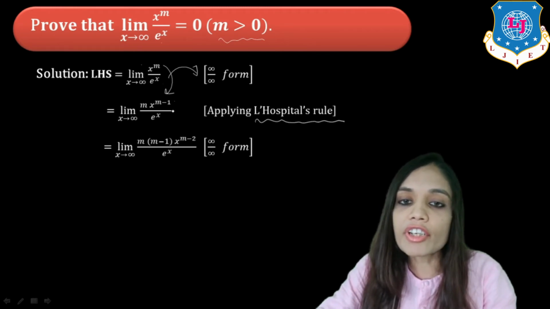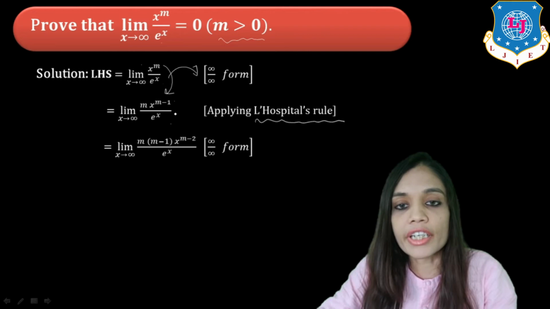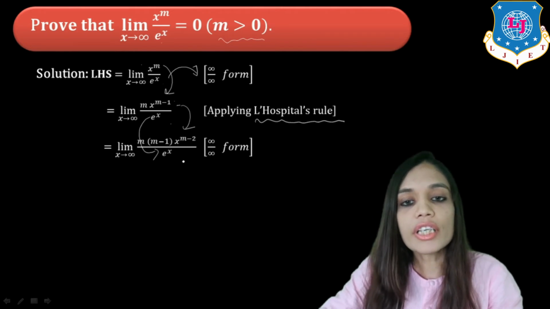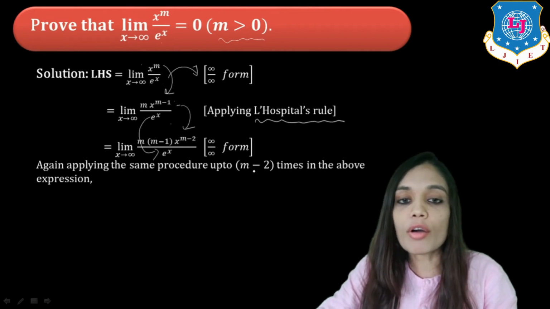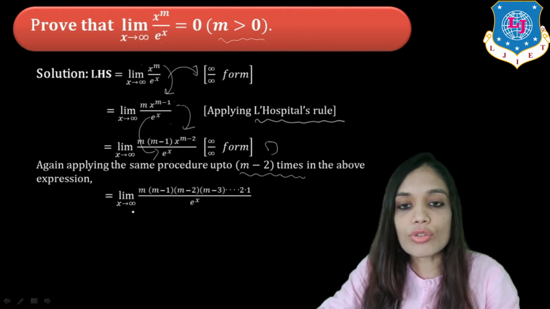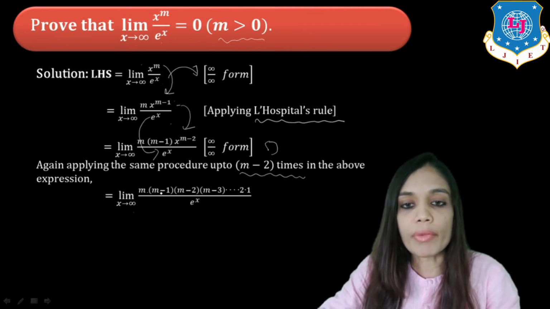So we are doing the derivative of numerator and denominator separately again. So the derivative of this will be equal to m into m minus 1 into x raised to m minus 2, and the derivative of e raised to x will be equal to e raised to x. Now similarly, we will apply the same procedure up to m minus 2 times in the above expression. So we will get limit x tends to infinity m into m minus 1, m minus 2, m minus 3.